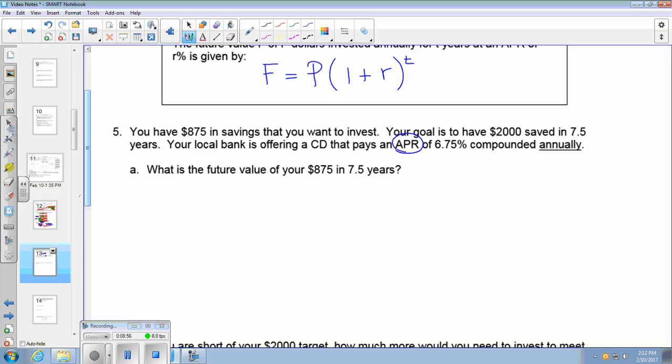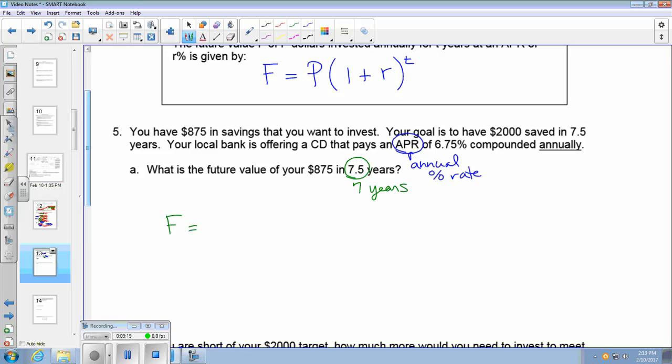Remember that this is an annual percentage rate, which means interest is credited only at the end of the year. So we can't use 7.5 years. Unfortunately, we can only use 7 years. So we're not following the rules for rounding. We're actually just rounding down. Again, interest isn't credited till the end of the year, or calculated to the end of the year.